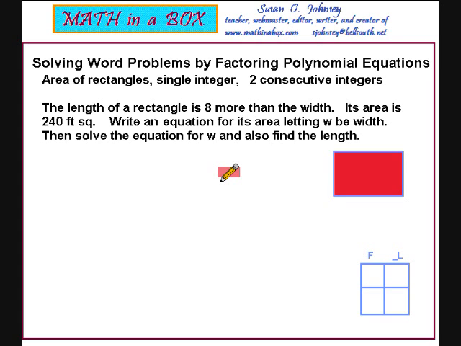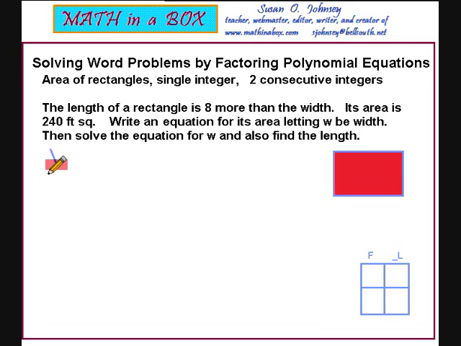The length of a rectangle is 8 more than its width. Its area is 240 feet square. Write an equation for its area letting W be its width, then solve the equation for W and also find the length. Now, the sentence that says its area is 240 feet squared tells us quite a bit.